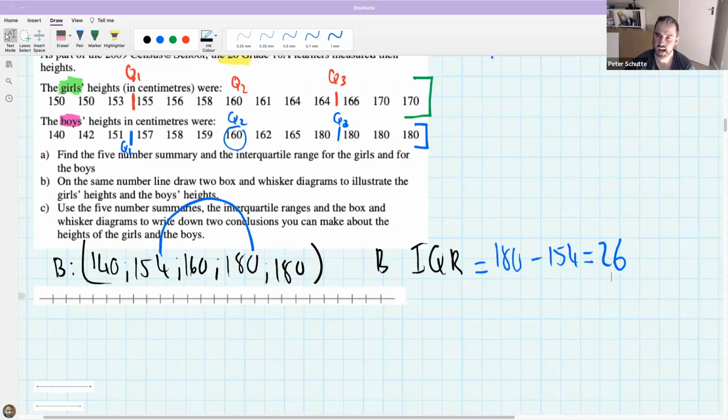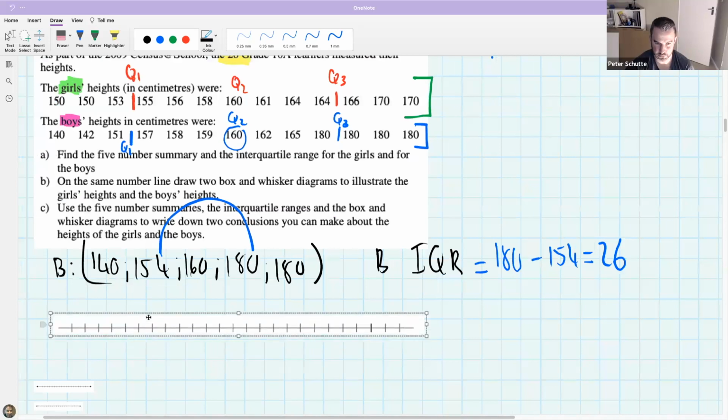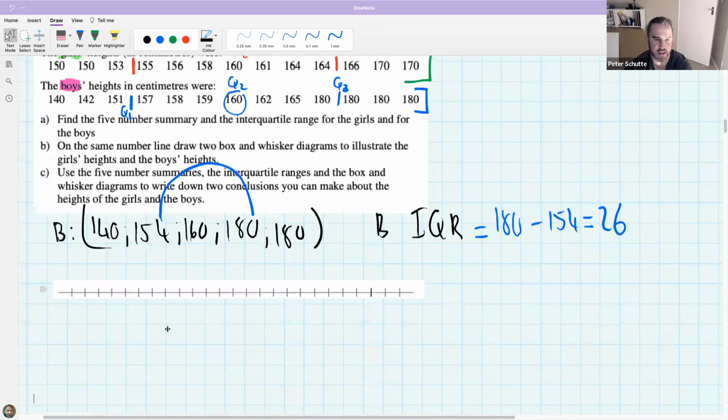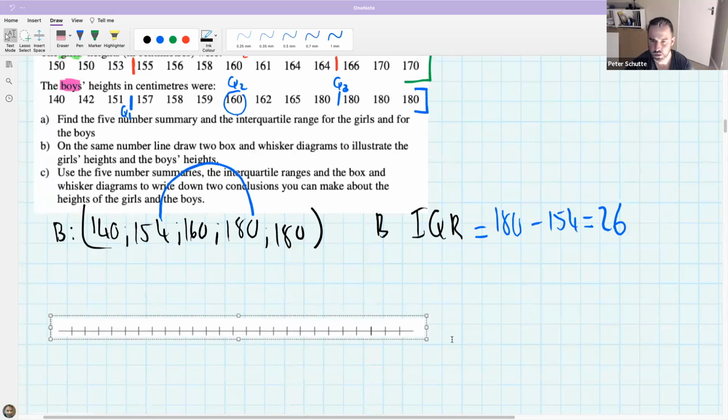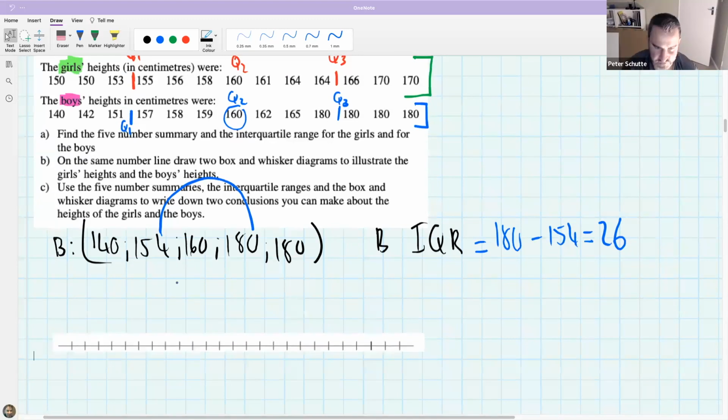Okay, now, how do we actually draw the box and whisker plot? It's actually not so bad. And we might do some more after the break, but let's start by having a number line. So to draw the box and whisker plot, I go, what's the smallest value I need? And in this situation, the smallest value I can see is 140.